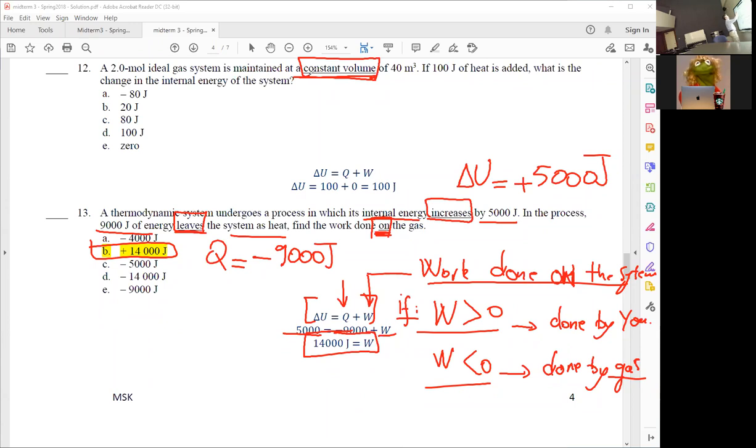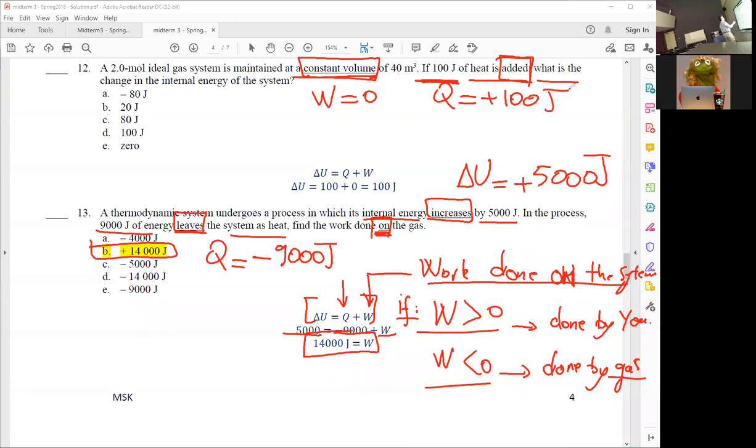So when it's isochoric, what happens to the work? The work will be 0. Very good. So work for isochoric processes is 0. Why? Because the volume doesn't change, the piston doesn't move, so no work is done. So here, if 100 joules of heat is added, keyword added, that means Q here is counted as positive. Heat will be plus 100.